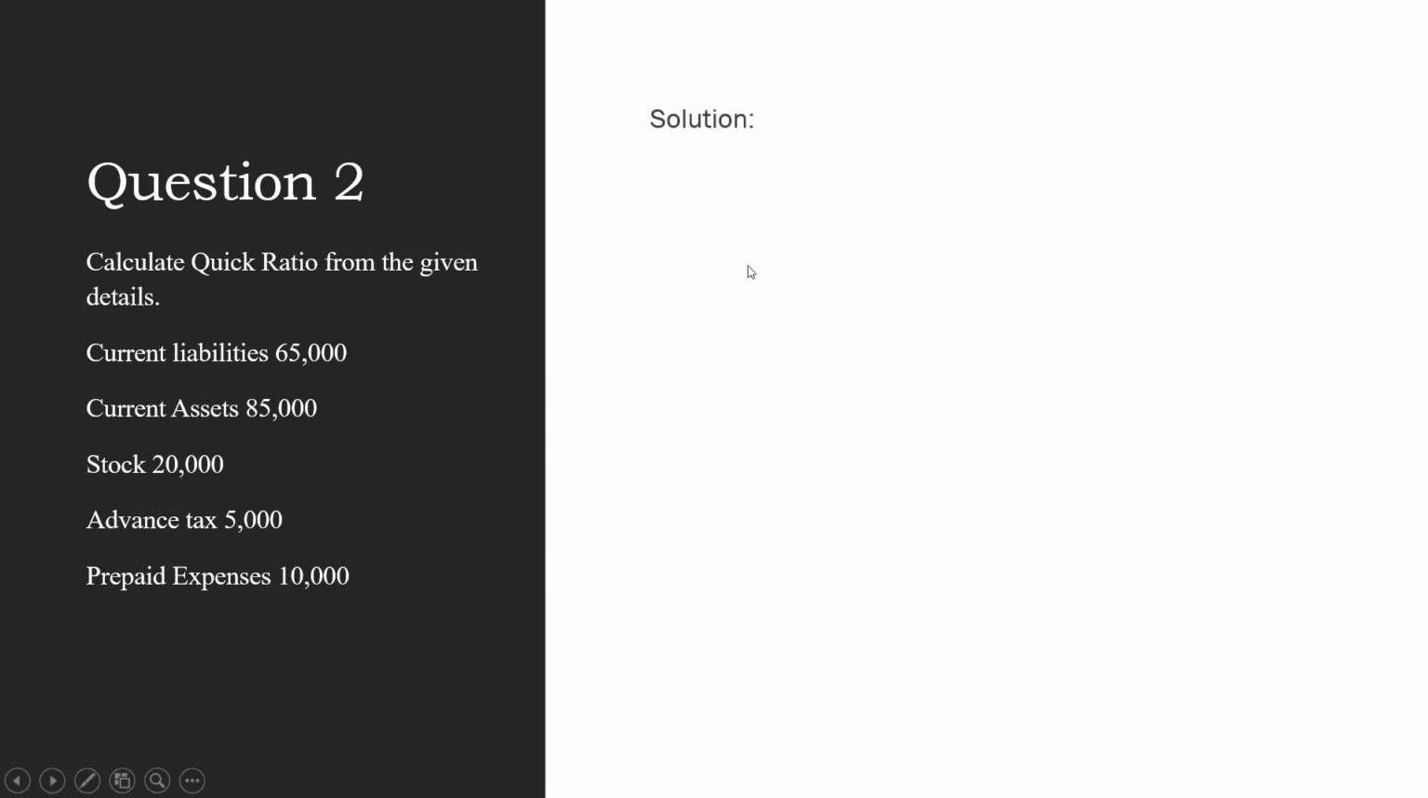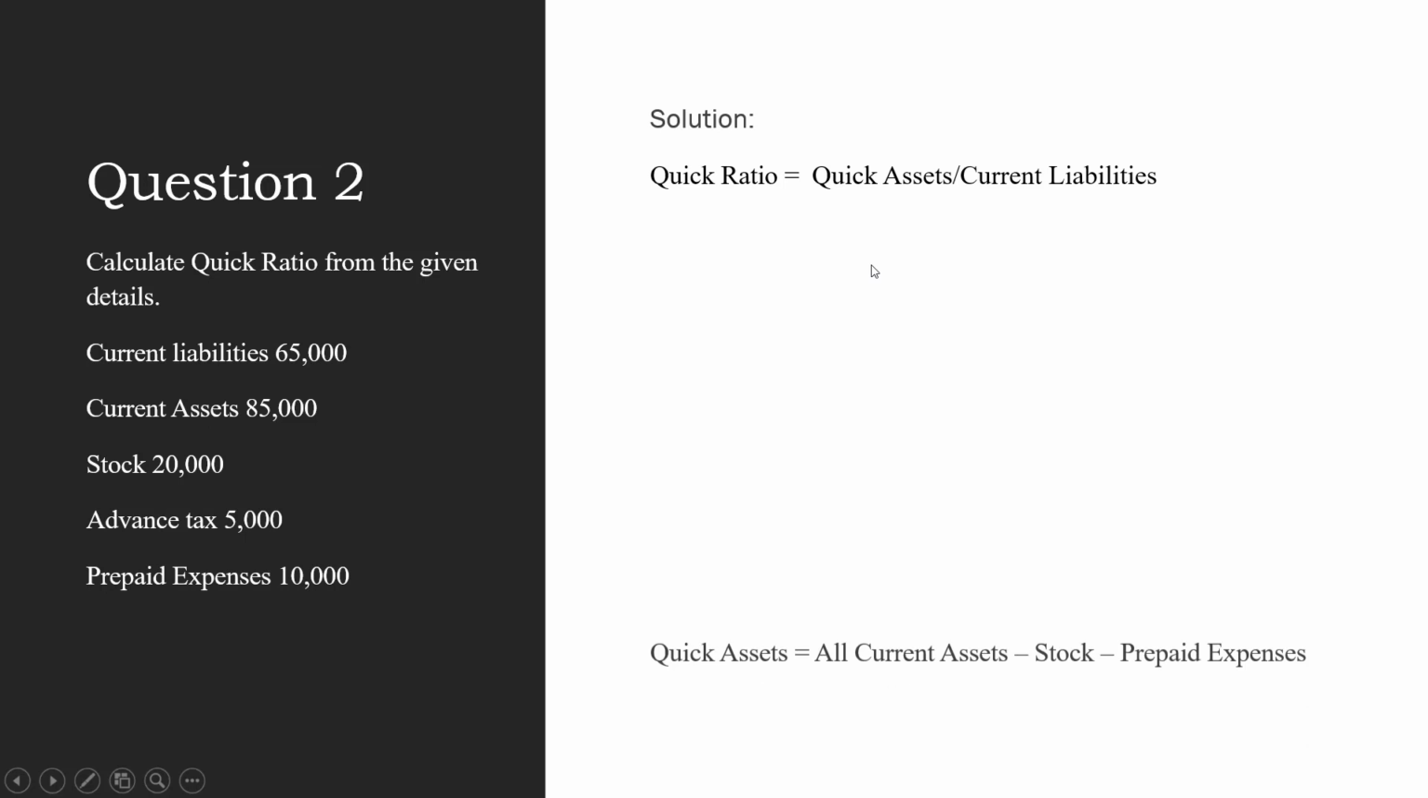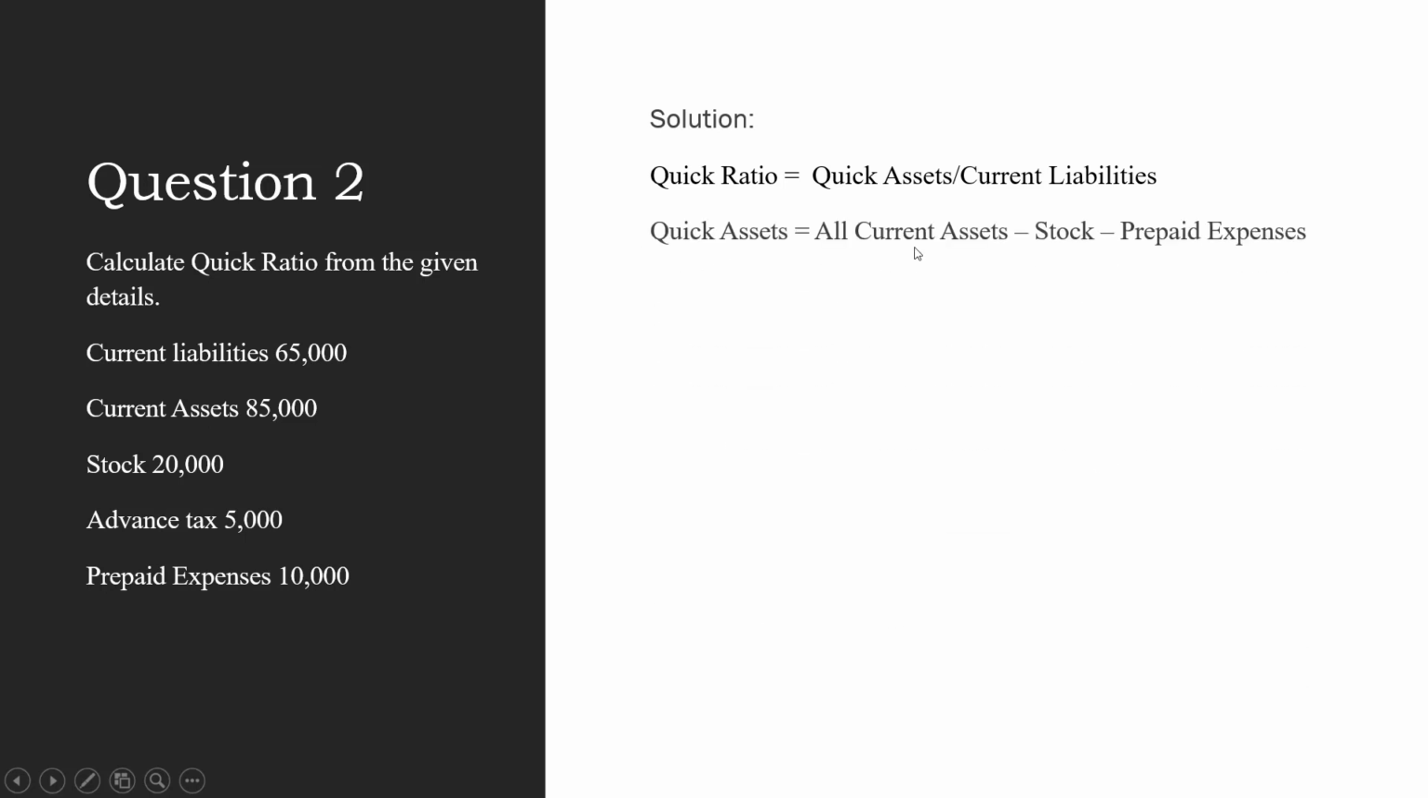So how to calculate the quick ratio? Let's see. First of all, always put down the formula of the ratio. Formula: quick ratio is equal to quick assets divided by current liabilities. Now what are the quick assets? Quick assets are all the current assets minus the stock minus the prepaid expenses.